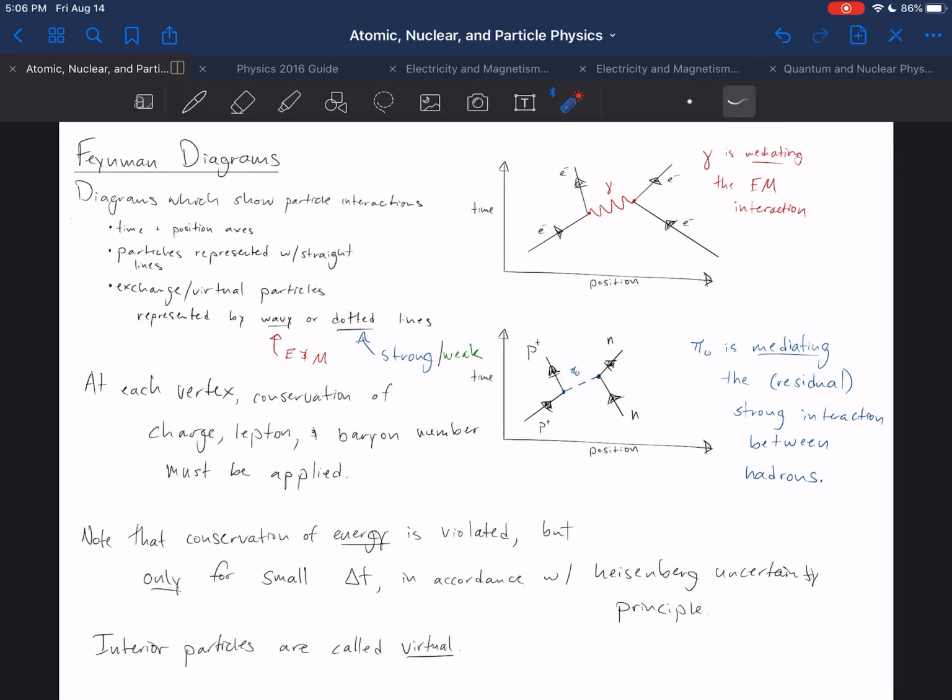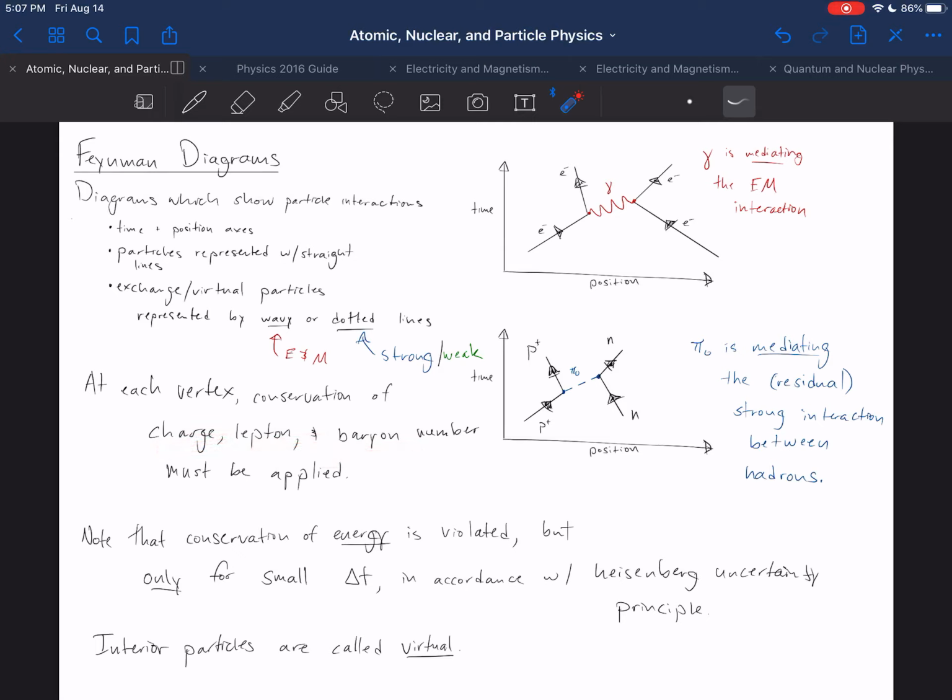How is this allowed? Well, for very small delta t, and this is why the lifetime matters, then in accordance with the Heisenberg uncertainty principle, delta E can be quite sizable. So for small delta t, you can have significant delta E. As a result, right at these vertices, you have temporary violations of conservation of energy and conservation of mass. On the other hand, at the vertices, the conservation of charge, lepton, and baryon number all apply directly.